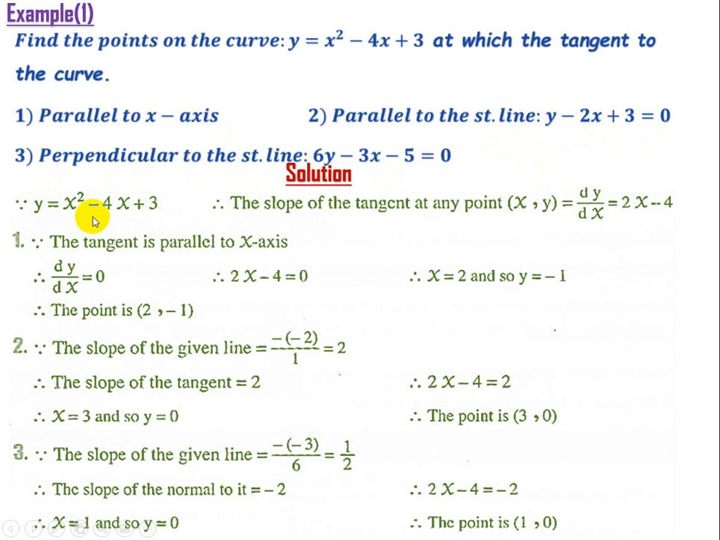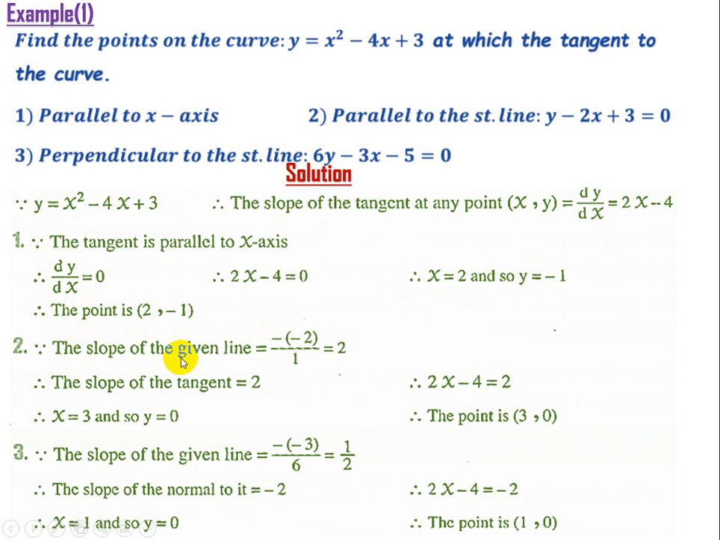Since y equals x squared minus 4x plus 3, the slope of the tangent at any point is dy by dx equals 2x minus 4. Since the tangent is parallel to the x-axis, its slope equals 0. So 2x minus 4 equals 0, which means x equals 2. Substituting x equals 2 in the equation of the curve, y will be 2 squared minus 4 times 2 plus 3, which is negative 1. So the point is (2, negative 1).